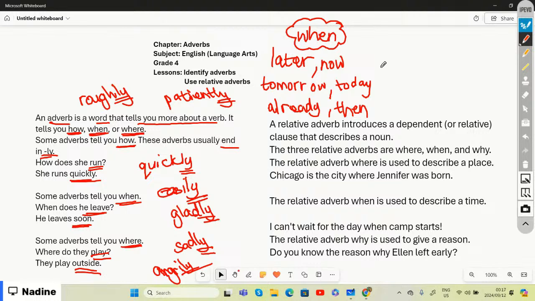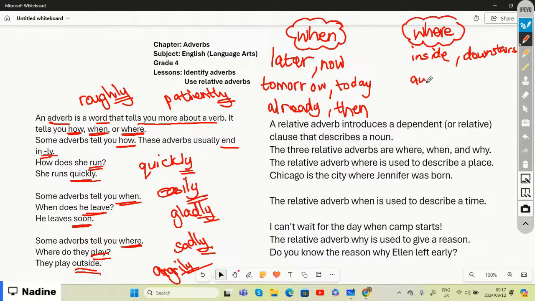Later, now, tomorrow, today, already, then, next week, next month, last month. Those are words that tell us when. And then we have adverbs that tell us where. Adverbs that tell us where is basically the place. It can be outside, can be inside, can be downstairs. It's where the action is taking place.